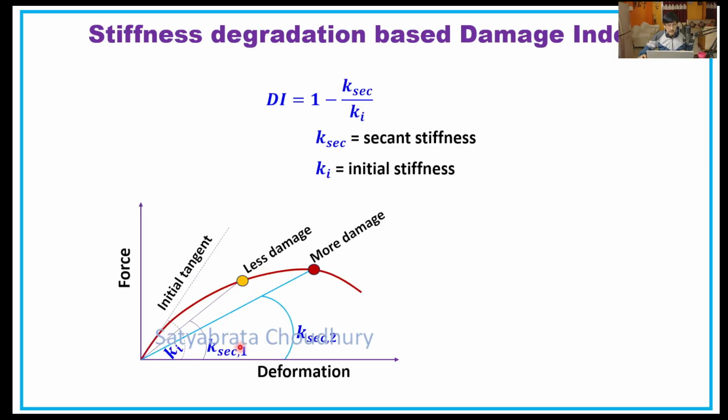If I put K second equal to K second 1, then I get some value of the second stiffness divided by initial stiffness. This will be less than 1. So 1 minus this you will get the damage index to certain value. When you put K second 2 here, which is still smaller, you get this ratio still smaller, and so 1 minus this will be larger. So more damage index, more damage. So that is the meaning of this stiffness degradation based damage index.